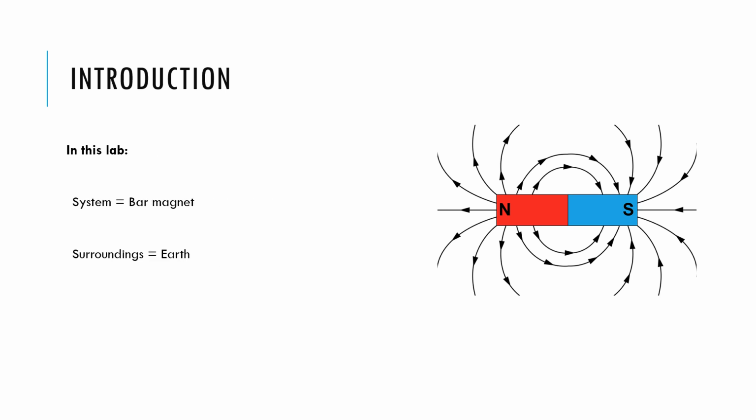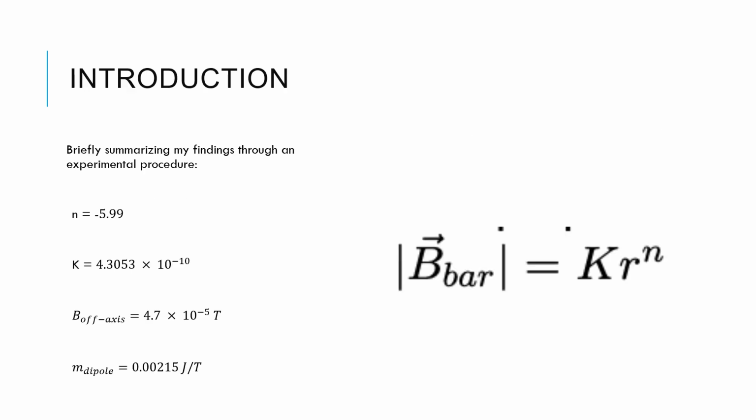In this lab, the system we are going to be analyzing is the bar magnet and the surroundings are the Earth. In this experiment, using the equation that the magnetic field is equal to k r to the power n, the brief results that we have found is that n is equal to minus 5.99, k is equal to 4.3053 times 10 to the minus 10, the magnetic field off axis is equal to 4.7 times 10 to the minus 5 teslas, and the magnetic moment is 0.00215 joules per tesla.